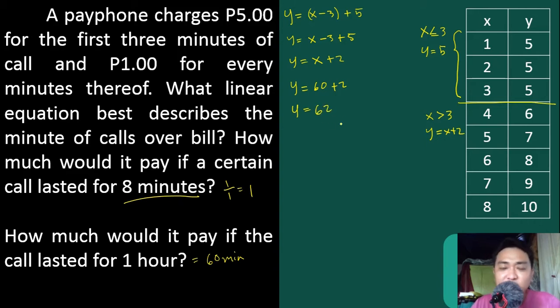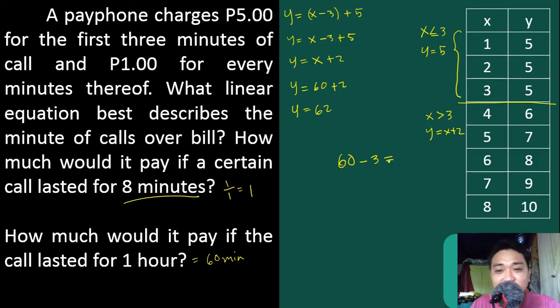Now, check natin kung tama yung sagot natin using the traditional method, yung madalas na ginagawa nung mga nagpe-pay phone. Ayan. So, ang gagawin kasi ng mga nagpe-pay phone, kung 60 minutes yung calls nila, babawasan nila ng 3 minutes. Bakit nila babawasan ng 3 minutes? Kasi yung 3 minutes, ang minimum charge is 5 pesos.